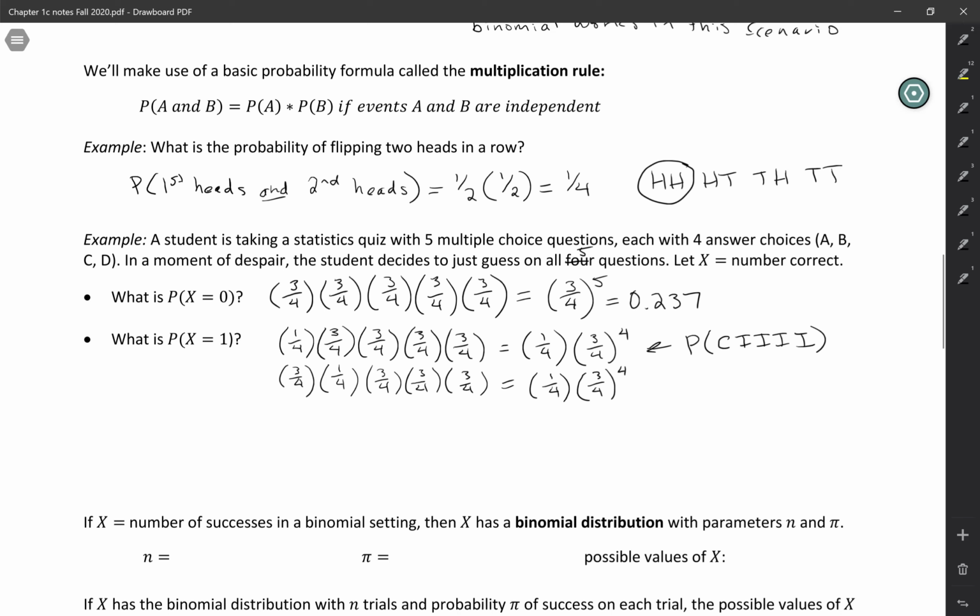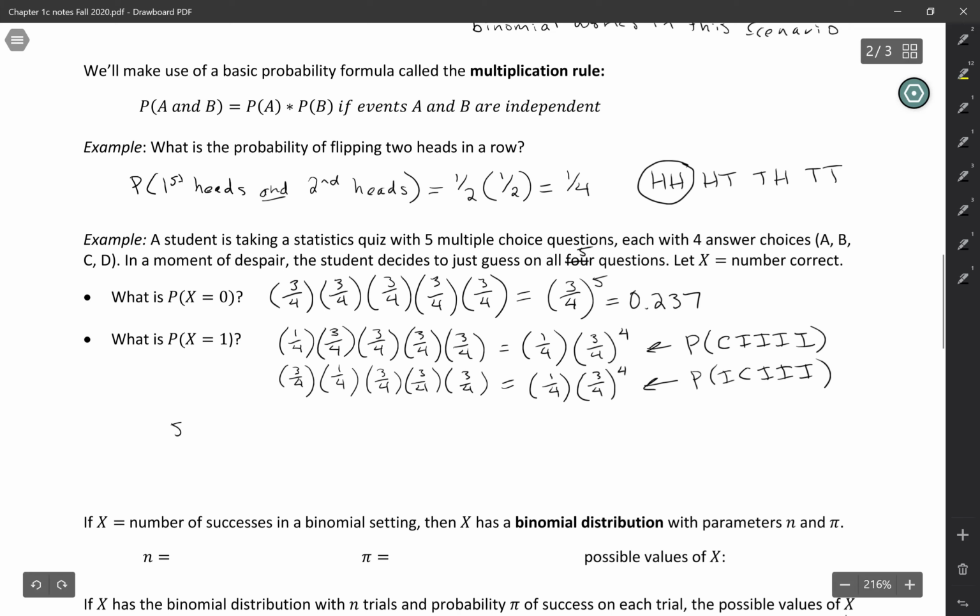So then the question really becomes, how many different ways can you arrange it, right? Where can the correct answer go? How many different arrangements can you get? So we know they're getting exactly 1 correct. It could be the first, it could be the second, it could be the third, it could be the fourth, it could be the fifth. So there's 5 different ways to get exactly 1 answer correct, and all of them have the same probability.